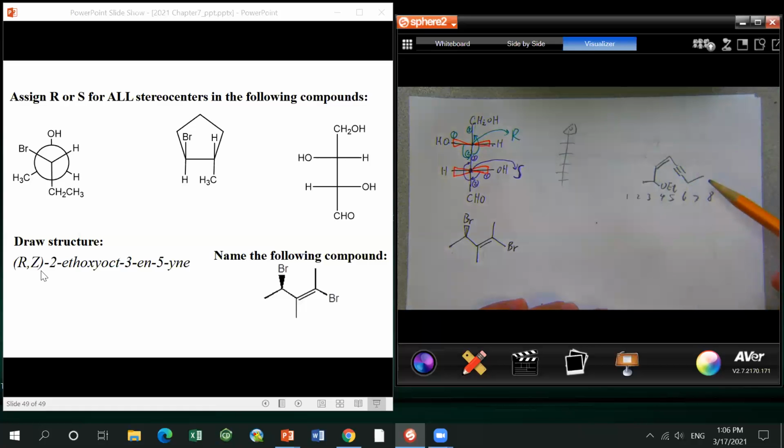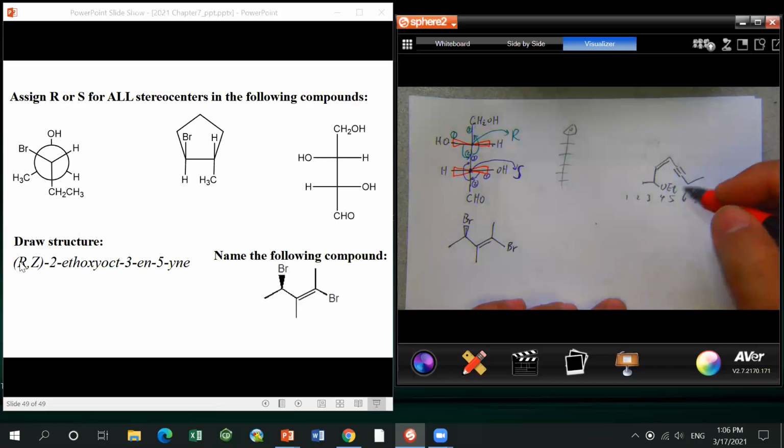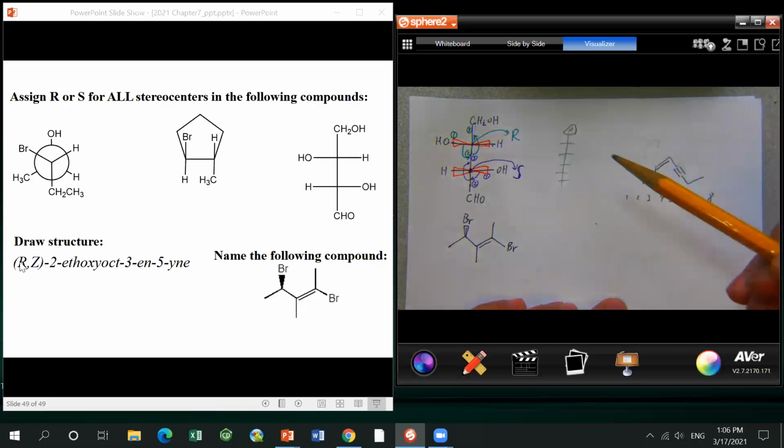And then we take care of the RS. Here are some tips for you, which I already showed in the class, in the discussion. If it's an RS assignment, don't worry. In the very beginning, just draw a straight line and then go ahead and assign RS. If it comes out with the same assignment as the question, just change the bond to a wedge. If it comes out opposite, then you change it to a dash.